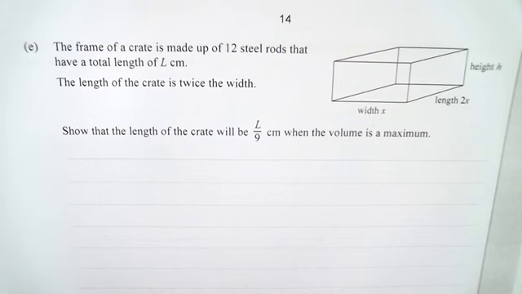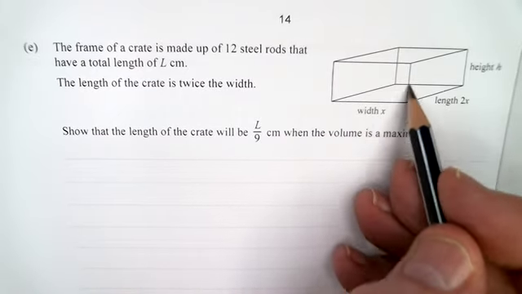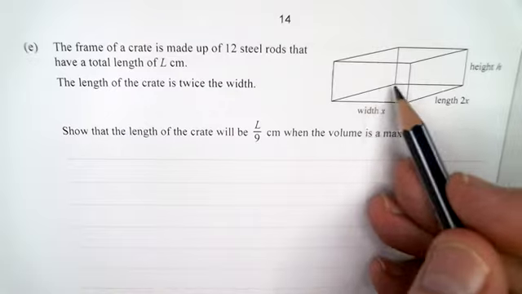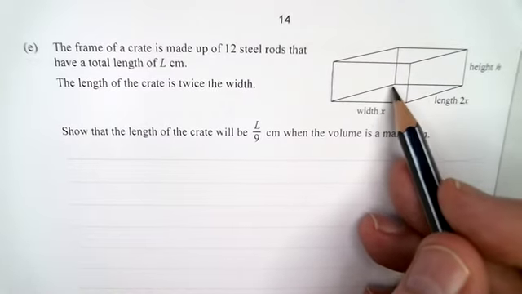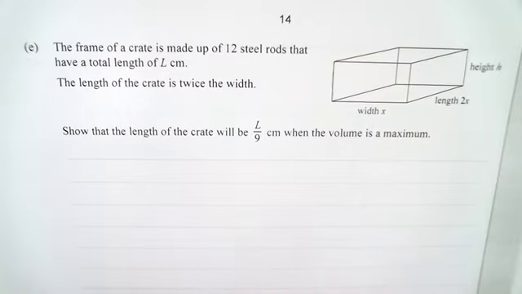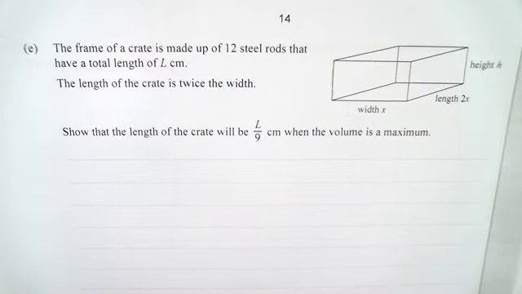All right, folks, it's the frame of a crate. It's made up of 12 steel rods, and here they are. So there's 1, 2, 3, 4, then 5, 6, 7, and 8, then 9, 10, 11, and then 12. So each of the rods makes it up. The rods are of different lengths.